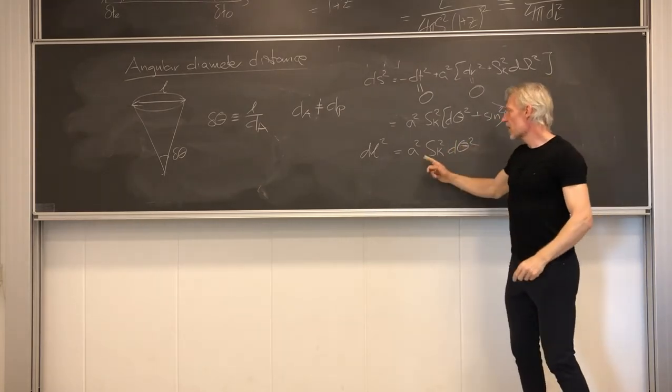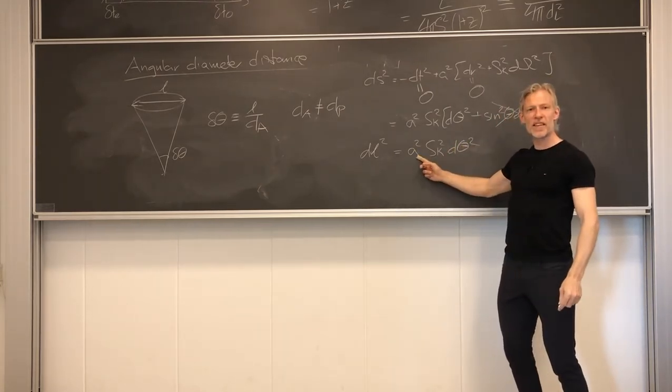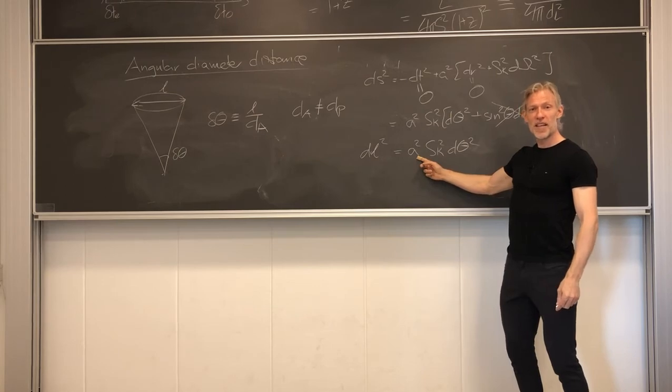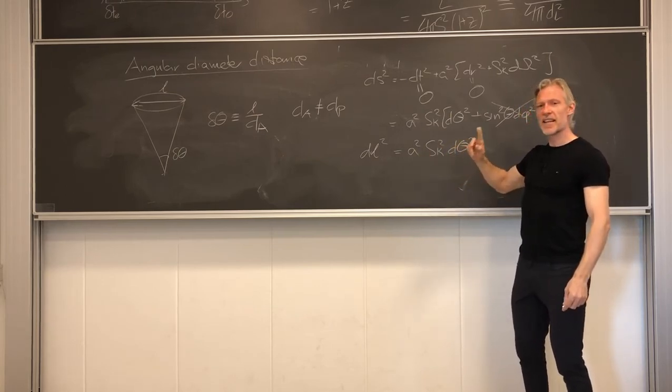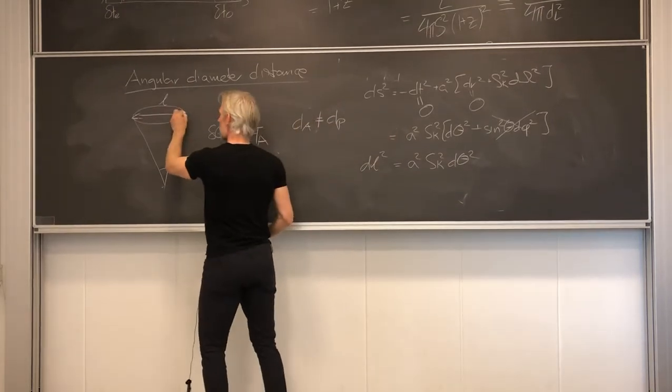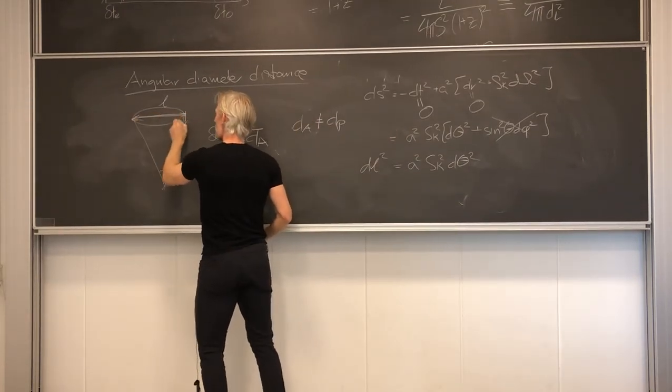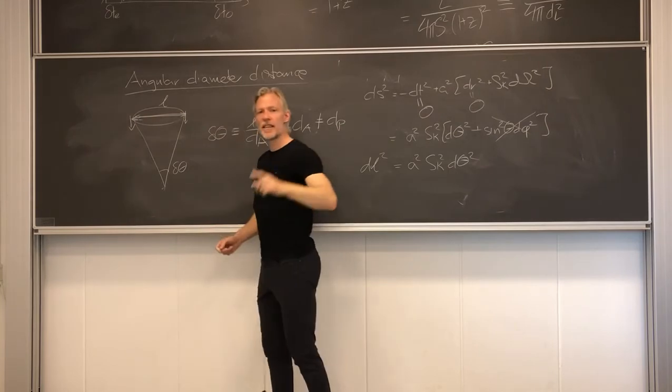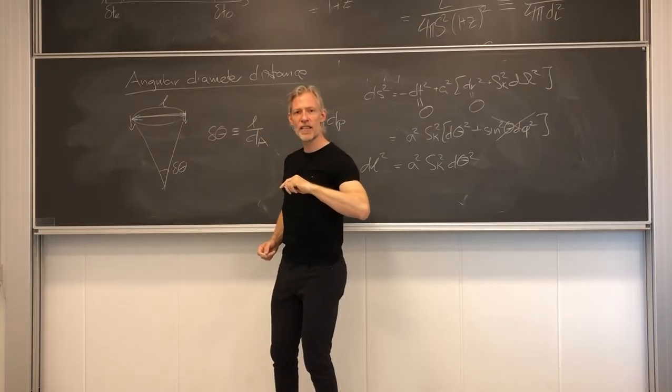One thing though, what is the scale factor that I need? Is it the one at the observing time or the emission time? That's really crucial. And of course I must choose the scale factor at the point of emission, because after all I'm looking at the physical distance between two photons emitted here at the emission time, not the observation time.